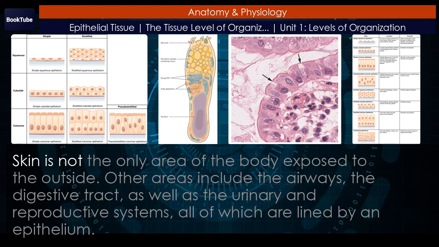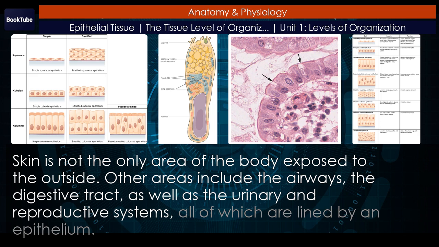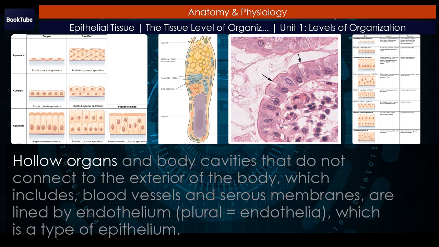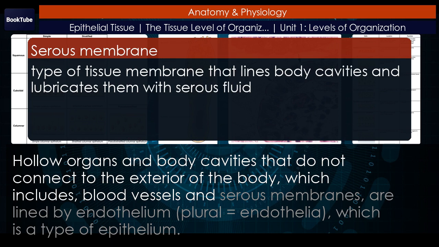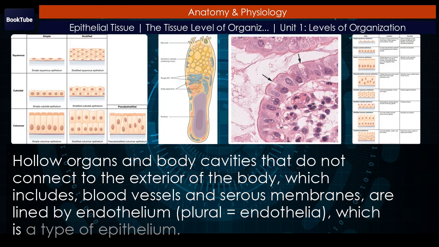Skin is not the only area of the body exposed to the outside. Other areas include the airways, the digestive tract, as well as the urinary and reproductive systems, all of which are lined by an epithelium. Hollow organs and body cavities that do not connect to the exterior of the body, which includes blood vessels and serous membranes, are lined by endothelium. Plural equals endothelia, which is a type of epithelium.